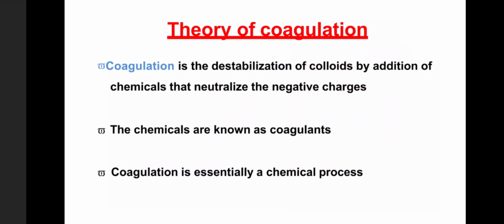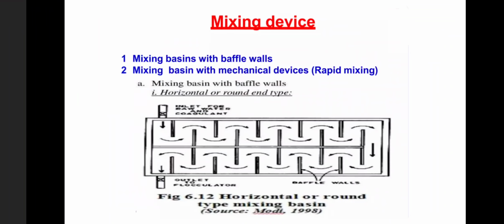It is an essential chemical process that takes place between the water and the coagulant, which results in the formation of flocs. Coagulation can be done either by means of natural mixing or by means of mechanical mixing. Here the natural mixing will occur in a slow and smooth manner, but in mechanical mixing it will be done in a rapid manner.